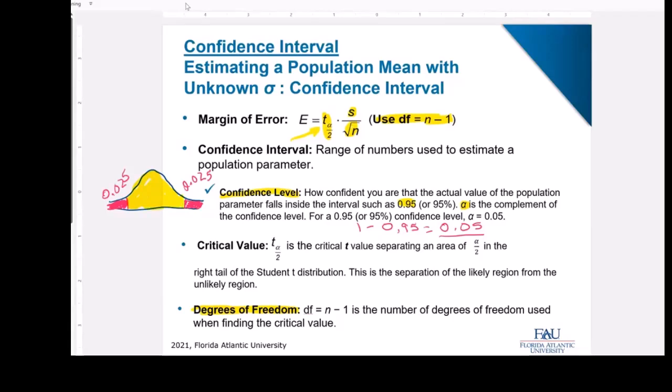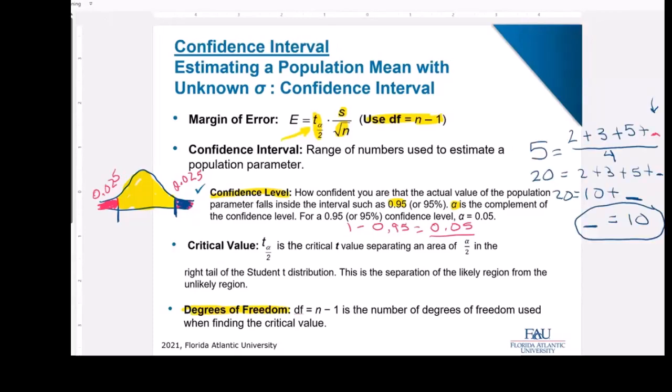One thing we're going to do is we're going to find the critical value. Remember, what's the critical value? The critical value is the critical t-value separating an area of alpha over 2. Alpha is 0.05. Alpha over 2 is 0.025 in the right tail of the student distribution, this is the right tail. We could use the left tail, but we have to take the absolute value because t of alpha over 2 is always positive. The degrees of freedom is always going to be the sample size minus 1.